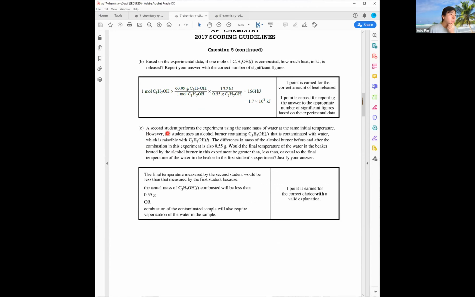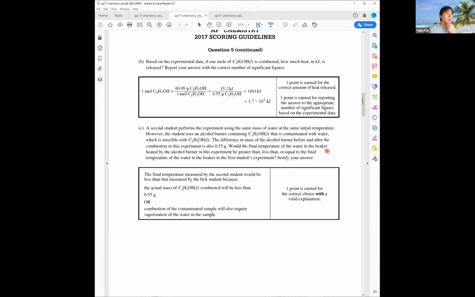A second student performs the experiment using the same mass of water at the same initial temperature. However, the student uses an alcohol burner containing still the same thing, isopropanol, that is contaminated with water. Okay, that means it's not pure, which is miscible with water. The difference in mass of the alcohol burner before and after the combustion in the experiment is also 0.55 gram.